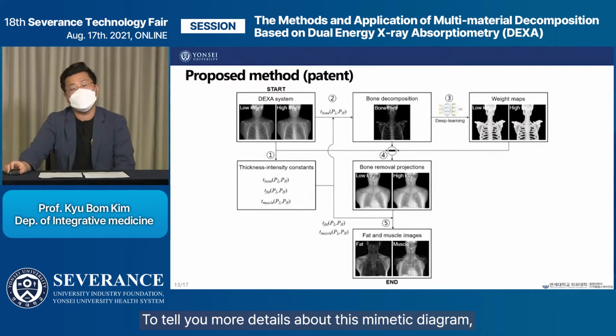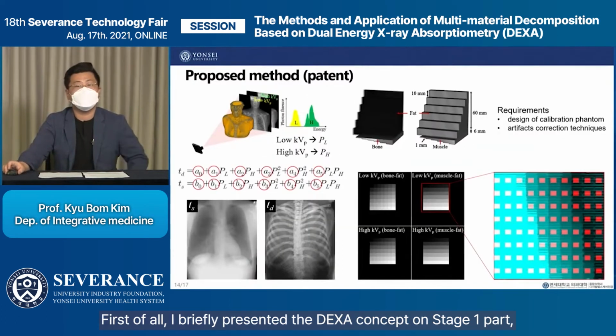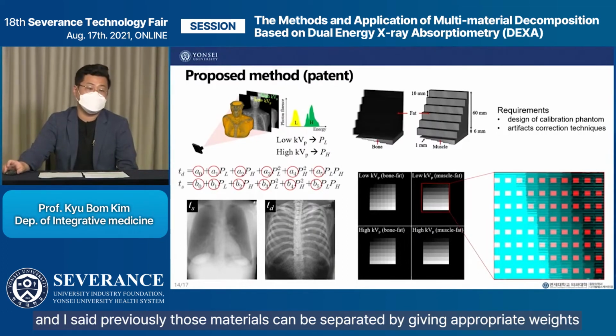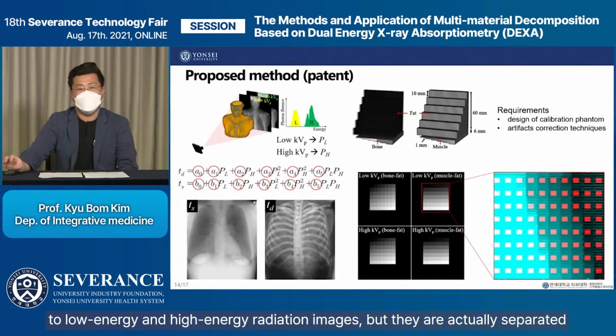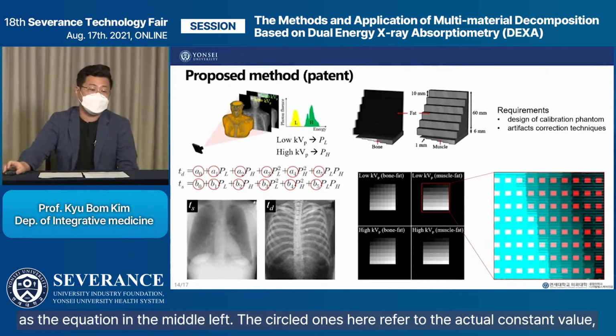To tell you more details about this mimetic diagram, I will tell you about the core contents of stage 1 and 3. First of all, I briefly presented the Dexa concept in the stage 1 part, and I said previously that materials can be separated by giving appropriate weights to low energy and high energy radiation images. But they are actually separated as in the equation in the middle left. The circled ones here refer to the actual constant values.